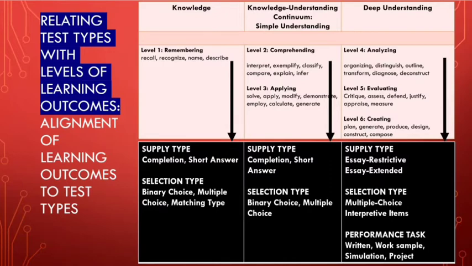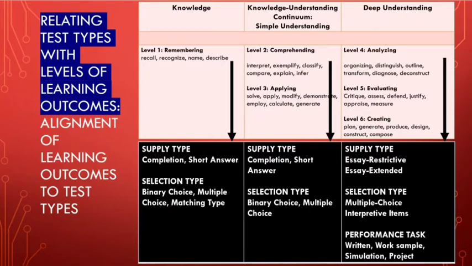Test types can be made flexible. I repeat, it can be flexible. It's because we are not limited or exclusive to only one cognitive level. So test types can be flexible and versatile depending on the different levels of outcomes you are measuring. Like the supply type, as you can see here, on your screen, could be used both in LOTS and HOTS. Supply type could be present from knowledge, knowledge understanding, and deep understanding.